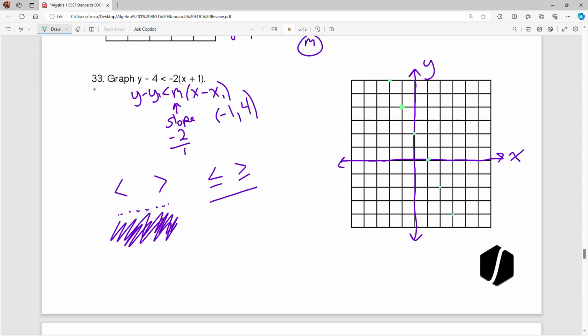And draw as straight as I can go a dotted line through those points. Sorry if my line looks like a piece of broken spaghetti, but it is what it is. It ain't so pretty, but I think you can still get the point. And since it's less than, we've got to shade below our graph. So anything below that dotted line is a solution to our inequality.